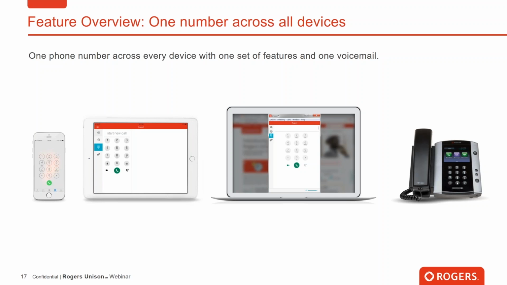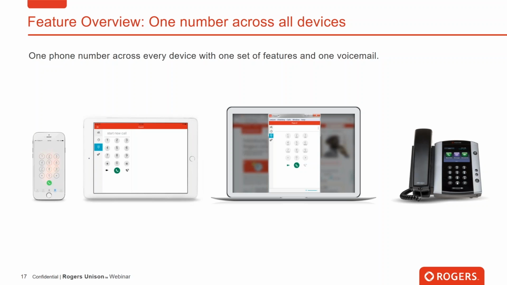First feature I want to review with you is the one number across all devices. So this is an example of a setup that someone can have as a hybrid user. Starting on the left-hand side of the screen, you have an iPhone, and you can see that I'm using here the native green button function on the iPhone, so no app needed. So this user has one phone number across their mobile phone. They then have a soft phone sitting on a tablet in the middle.